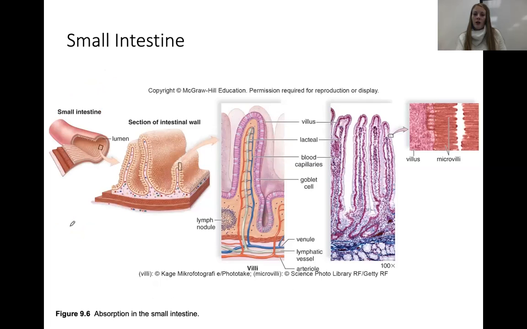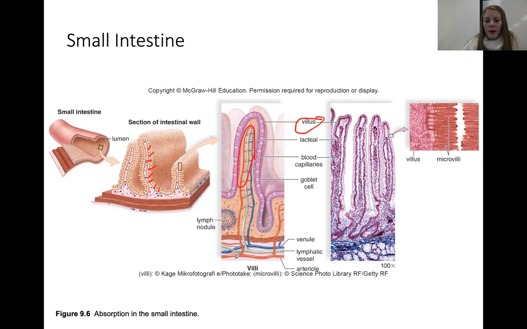Here's another picture of the small intestine. Here are those villi that I was talking about, those little finger-like projections here. I'm kind of drawing it. I'm not doing a great job. You can see it here. Plural is villus. You have those blood capillaries, which we talk about here.